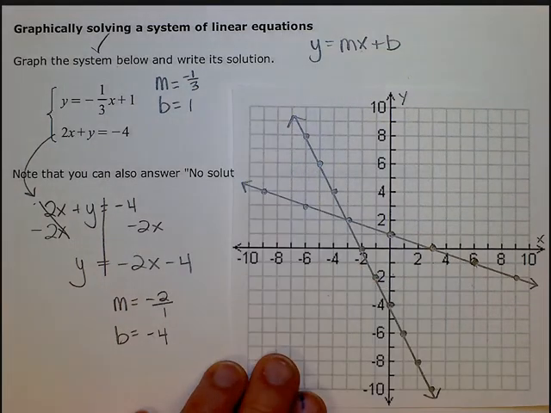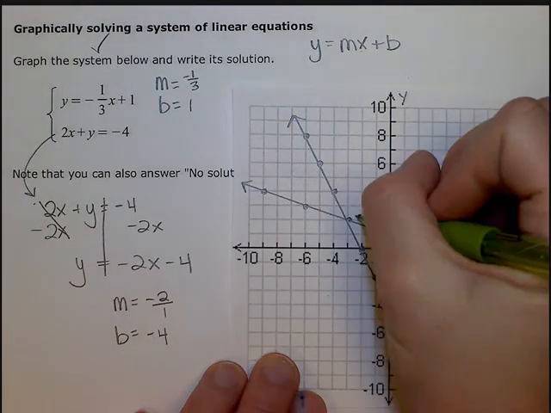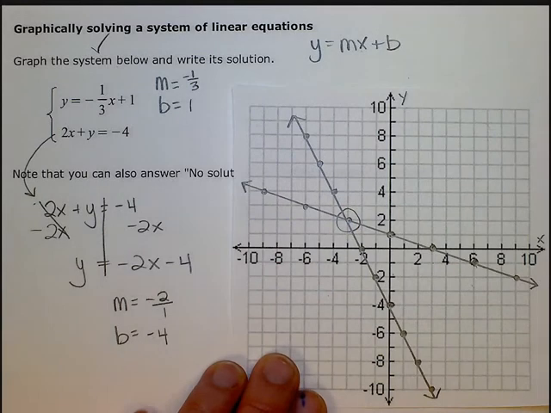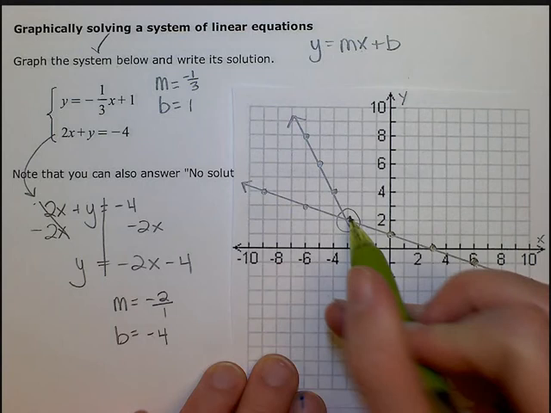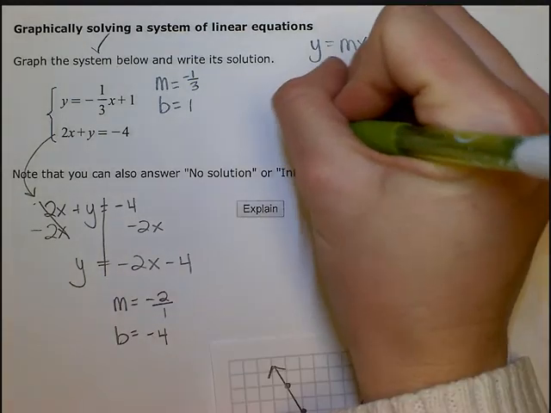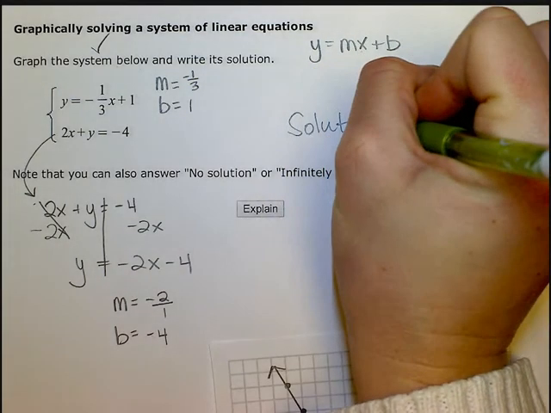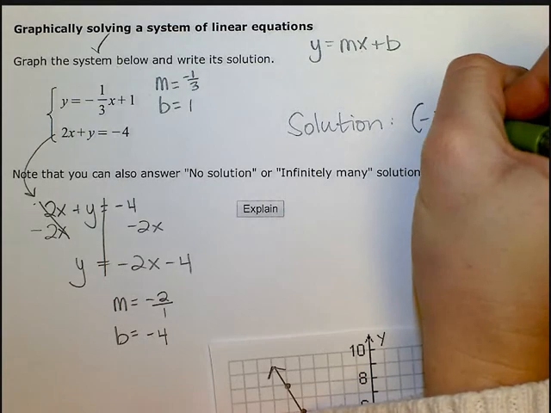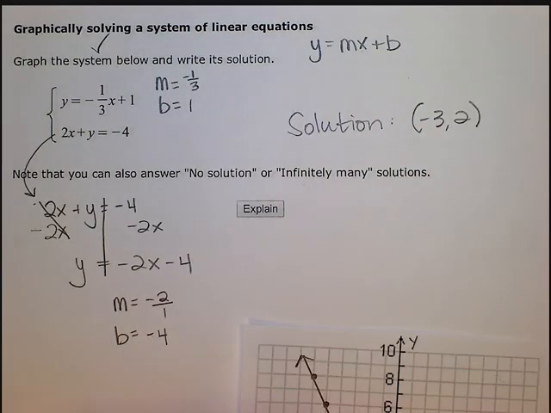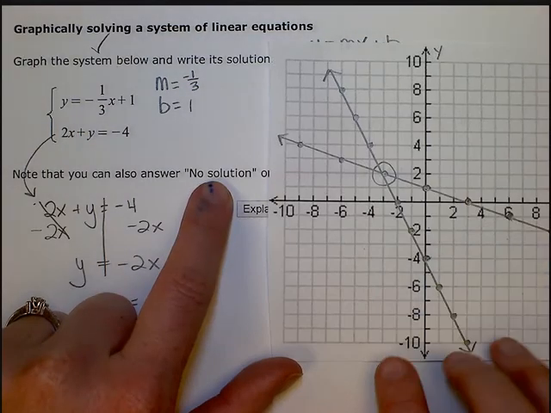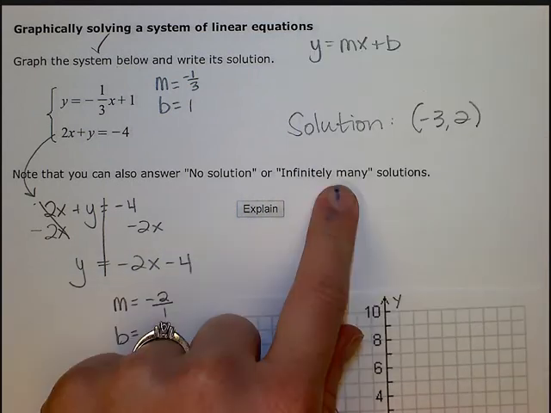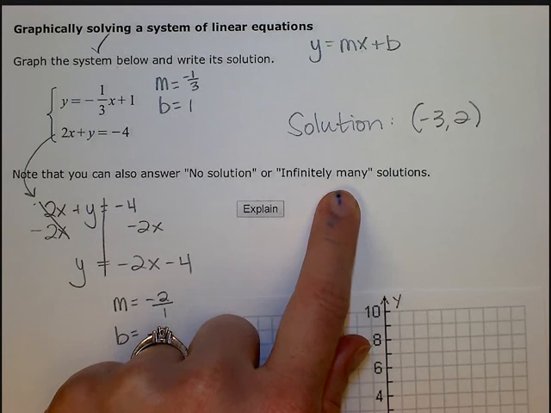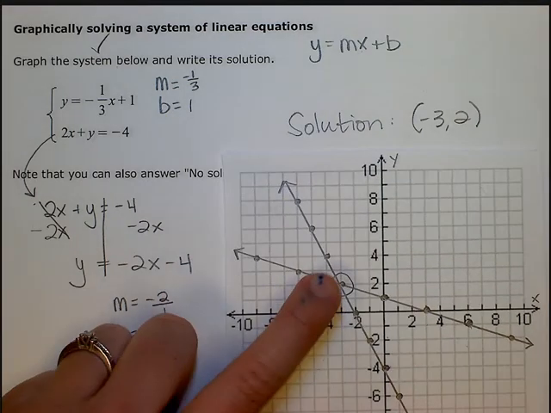So the solution is where the two lines intersect, which is right here. That point is negative 3, 1, 2, 3, positive 2. So its solution is going to be negative 3, positive 2. Now, if these lines were parallel and they never crossed, it would be no solution. If they were the same line, it would be infinitely many solutions. But because it crossed once, there's one solution, and that's what it is.